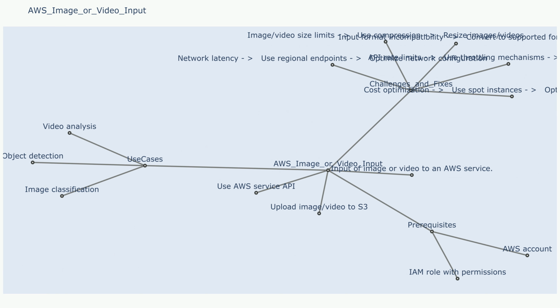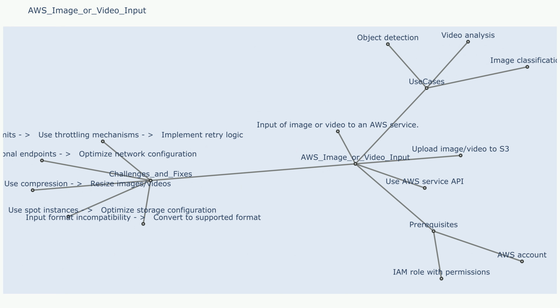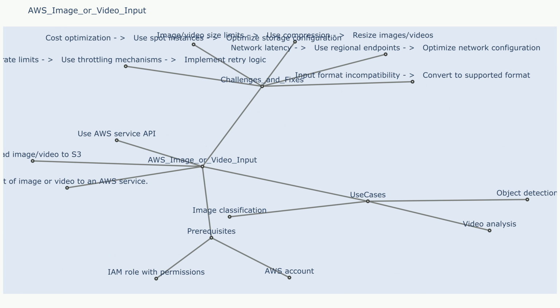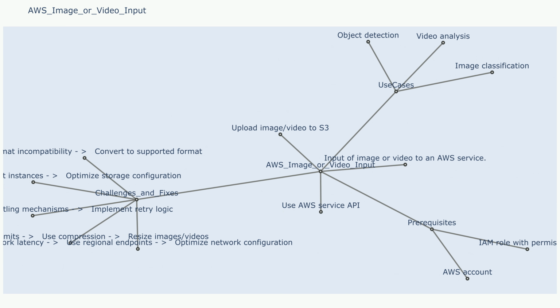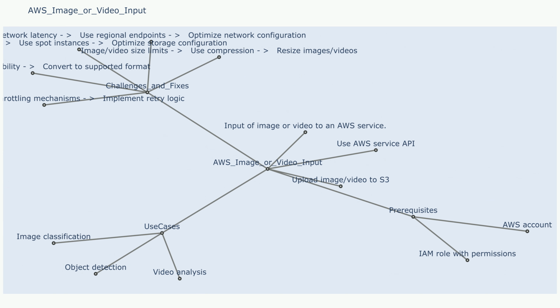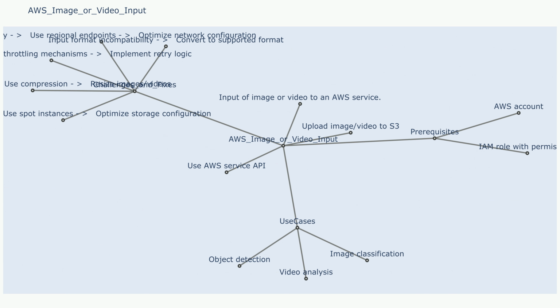Steps: upload image or video to S3. Store your images or videos in an Amazon S3 bucket. This provides a secure and scalable storage solution for your data. Use AWS Service API. Use the API of the relevant AWS service to process your image or video. For example, you could use Amazon Rekognition for object detection or Amazon Transcribe for speech recognition.